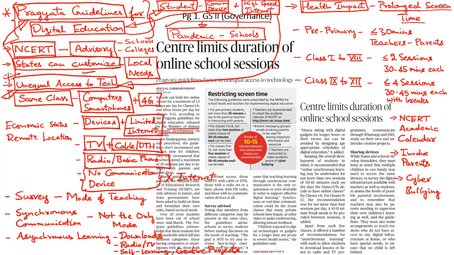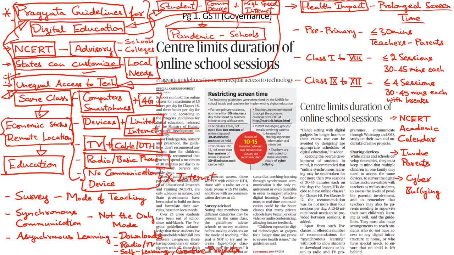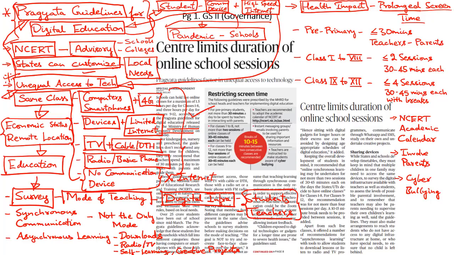So this unequal access to technology among students of the same class is a result of the economic status of the students' families and a result of their remote location. But these factors should never be allowed to become a hindrance to learning, and it should never be allowed to create inequalities in education. So the Pragyata Guidelines takes these factors into account, and it recommends that every school should conduct a survey to determine the kind of digital infrastructure that can be accessed by its students and teachers, and then decide upon the mode of teaching based on this survey.